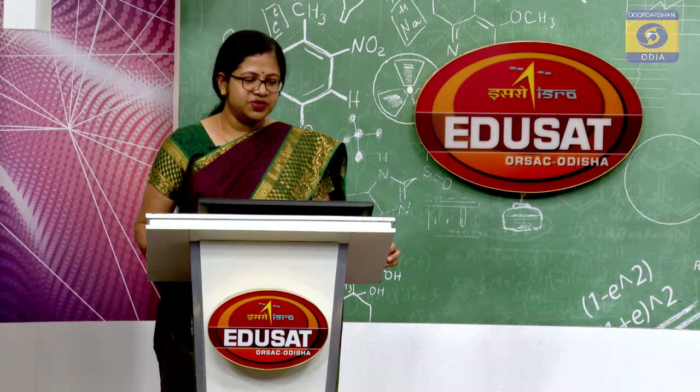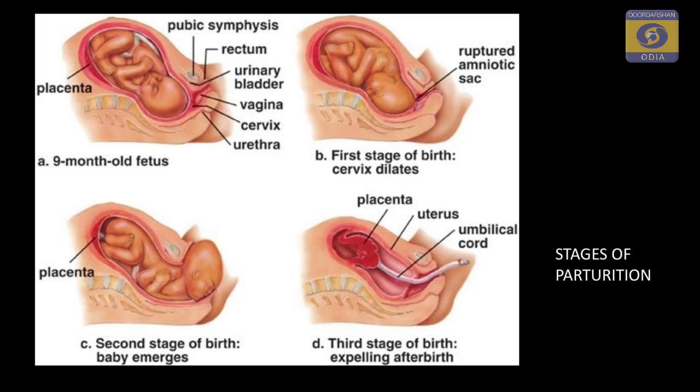Now, in this diagram, as you can see, all the 3 stages of labor that we have discussed: the 9-month-old fetus, completely developed, coming out through the cervix. The cervix will dilate, the complete dilation will lead to crowning, or the head will be visible, the rupture of the amniotic sac will take place, and in the second stage of birth, the baby will completely emerge out of the mother's body. And in the last diagram, you can see the placenta and the umbilical cord is expelled out. So, these are the 3 different stages of labor, and this is how parturition takes place in females.